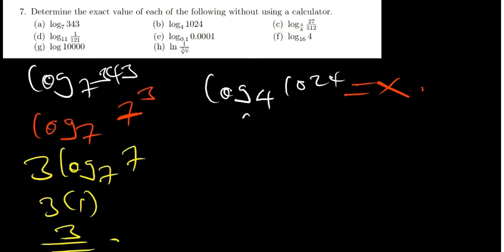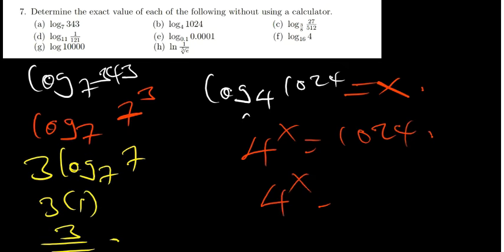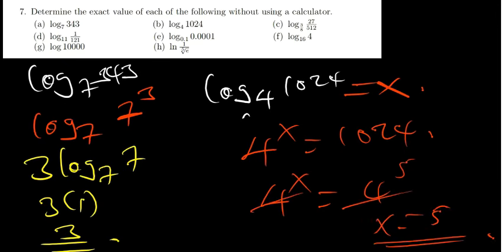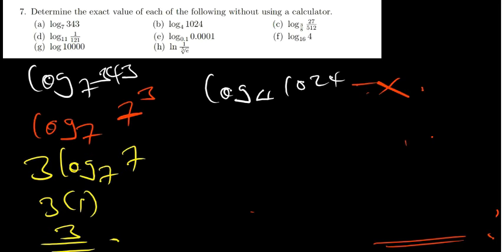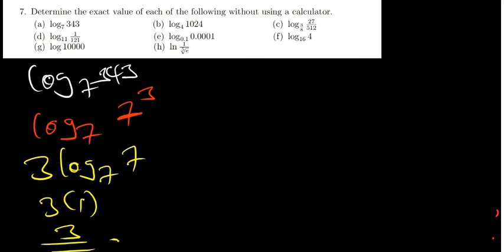Now, you can convert this into exponential form, where we say 4 raised to the power x is equal to 1024. This I can change so that the base is the same. This is going to be 4 to the power 5. So 4 and 4 will cancel, and x will be equal to 5. So in this case, the exact value is 5, if you want it that way. Now, if you want, you can do it directly like the way I've done it.